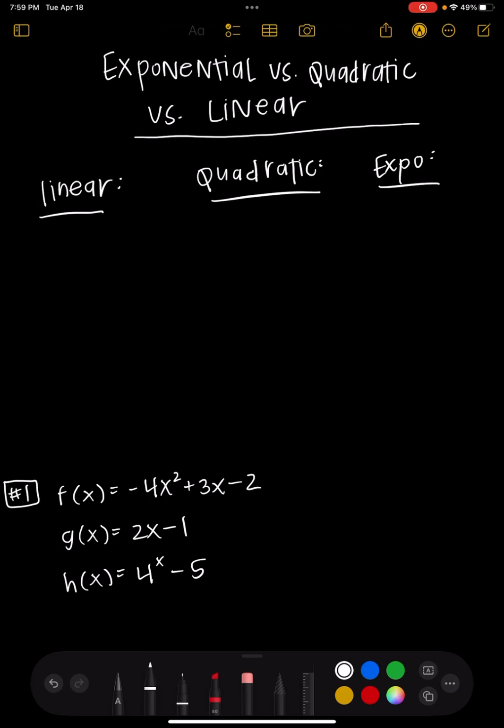Everyone, we're going to be talking about exponential versus quadratic versus linear equations. These are three different types of equations that we've learned about this year already. And so let's just go through the differences that we have.